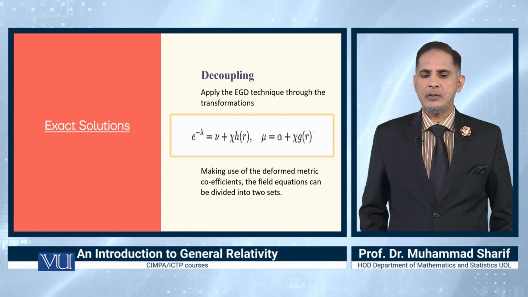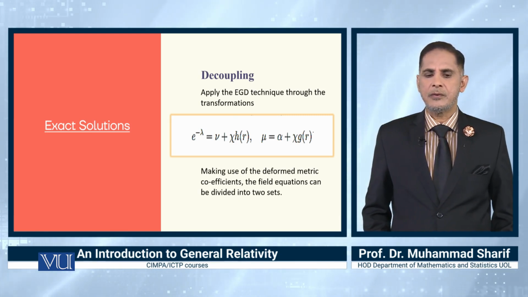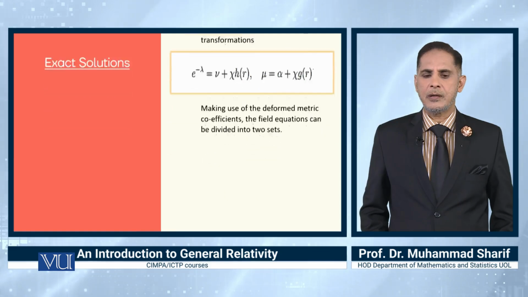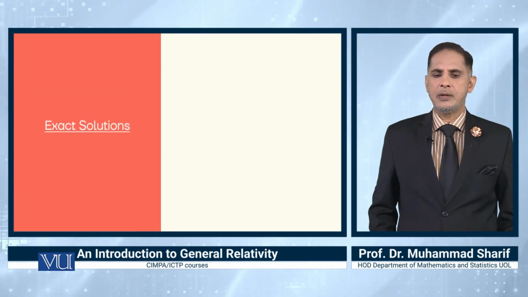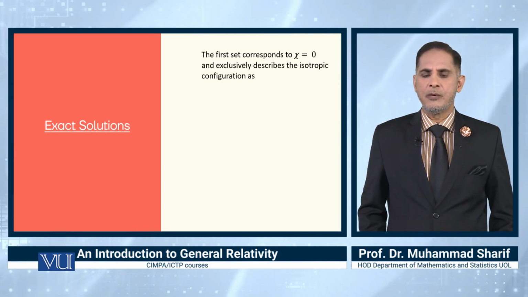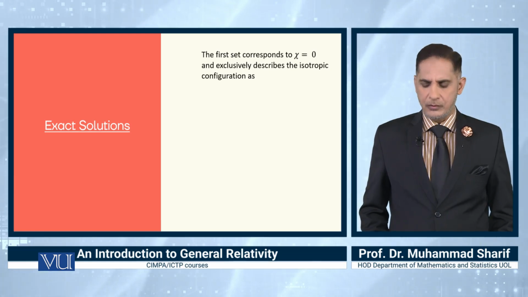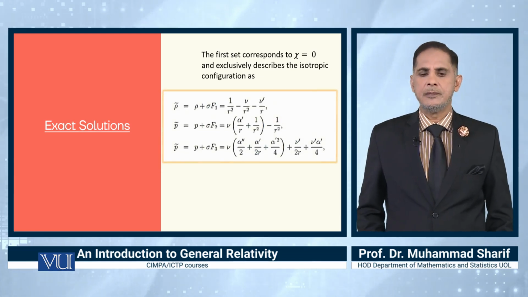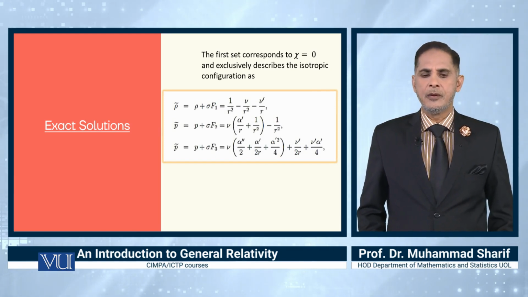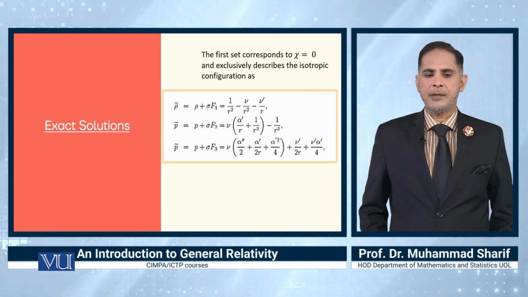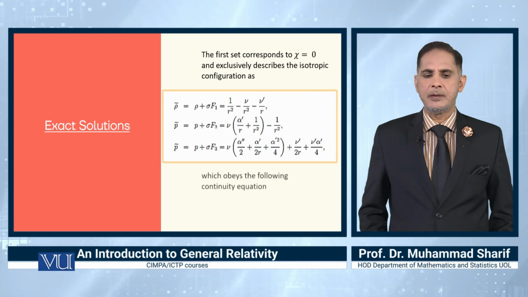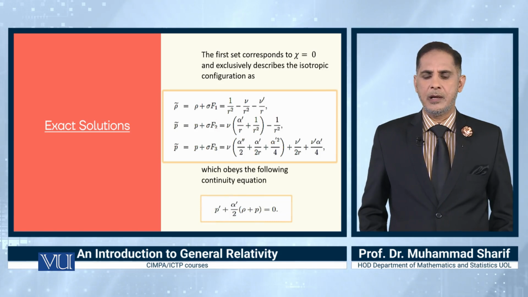So, using these metric functions, we can write the field equations, and then we can separate these equations. The first set corresponds to chi equal to 0, that is the isotropic case, and this describes the isotropic configuration as follows. So, these are the matter variables in the isotropic case that obey the following continuity equation.